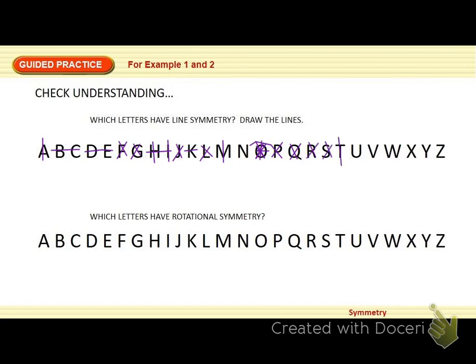T, if you go horizontal. U horizontal or vertical. V vertical. W vertical. X has 2. Y horizontal or vertical, and then Z doesn't have any, right?